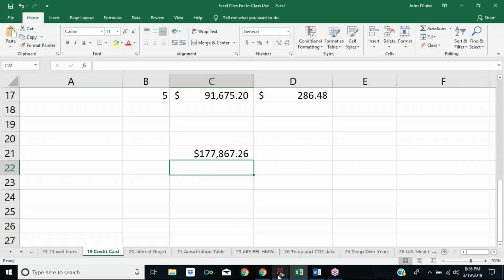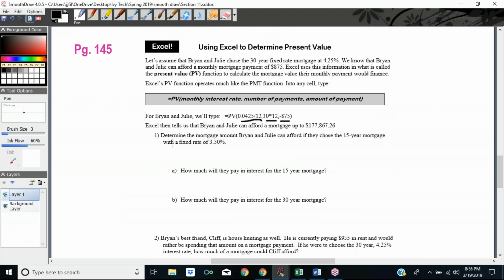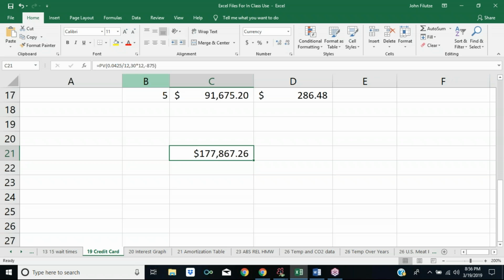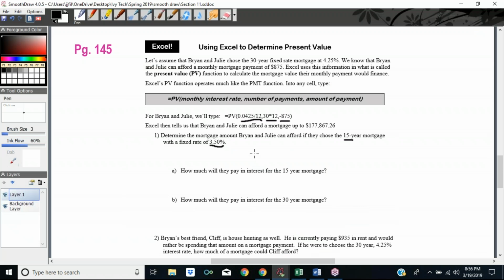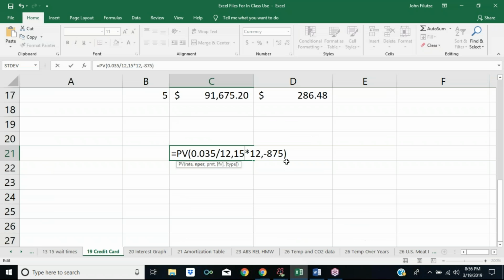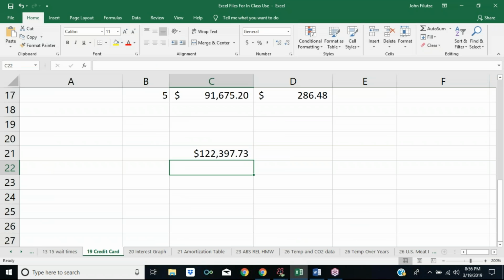So then the next question says, what if they have this rate of 3.5% for 15 years? So I'm just going to put that in here. So 3.5%, 0.035 for 15 years. And are they keeping their payment the same? Yep, so they're going to keep their payment the same. And let's see how much they could get.